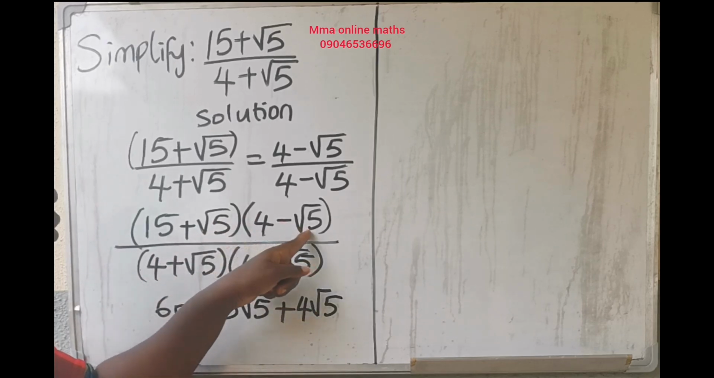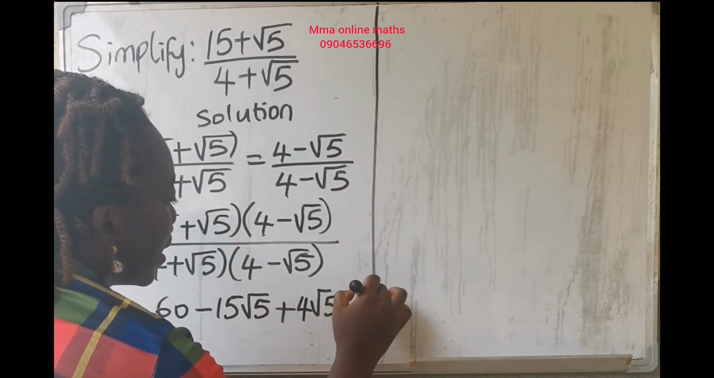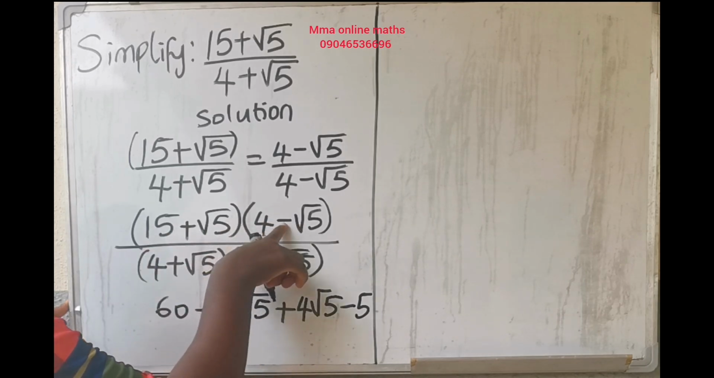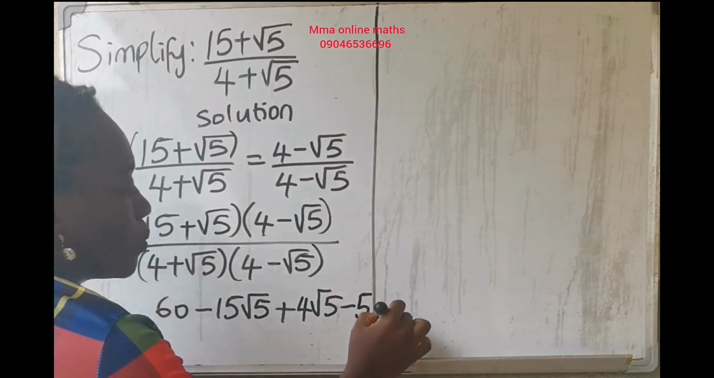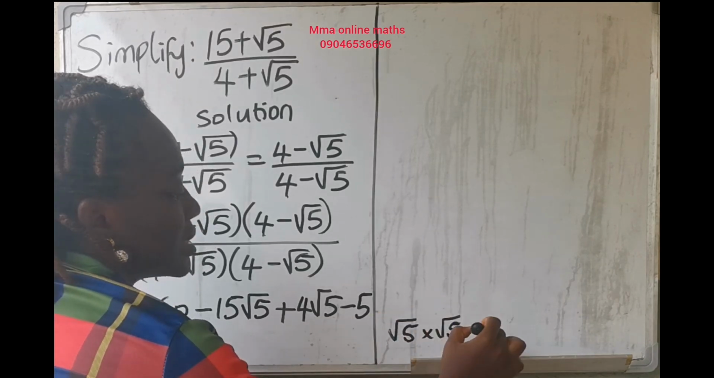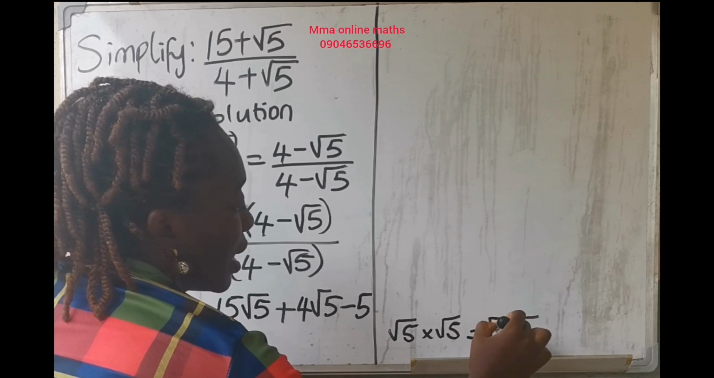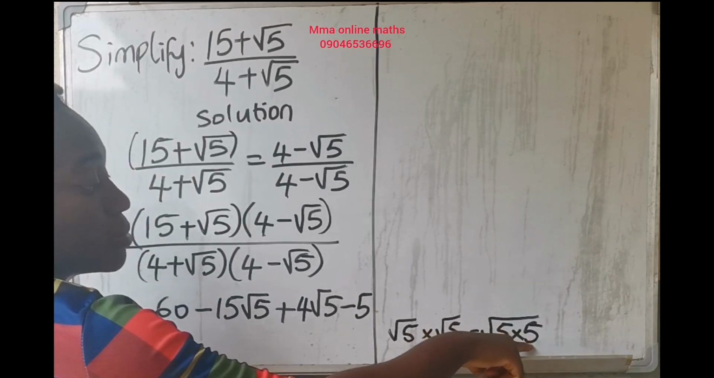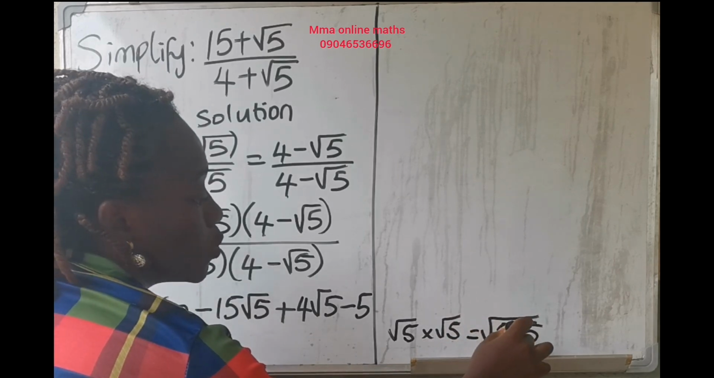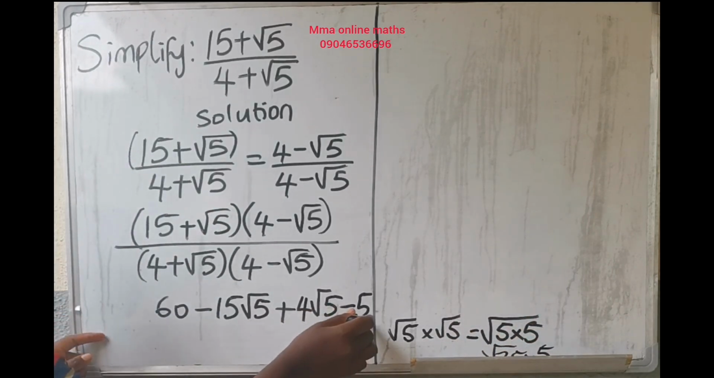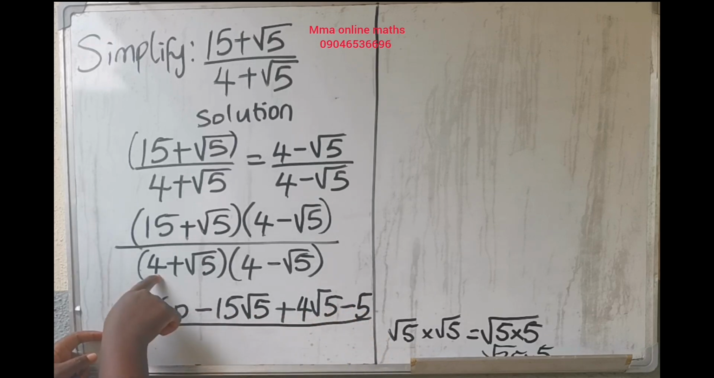Root 5 times root 5 will give us minus 5. How is it minus? If you observe, we have plus here, so plus root 5 times minus root 5. And how is this 5? We say root 5 times root 5 is the same thing as saying the root of 5 times 5. Of course, 5 times 5 is 25. Therefore, the root of 25 is simply what? 5. Now, we continue over: 4 times 4 gives us 16.